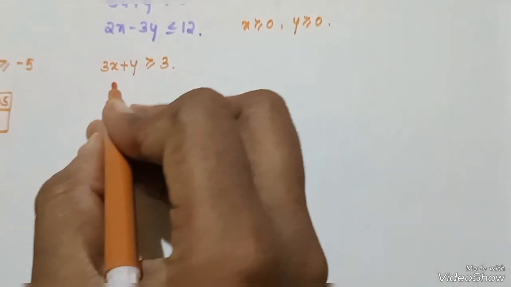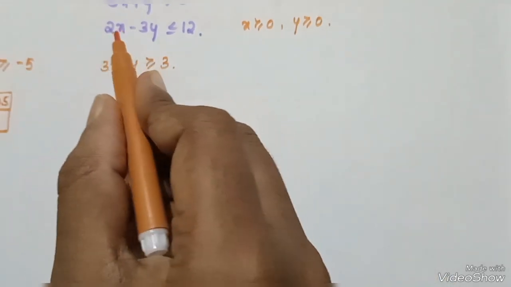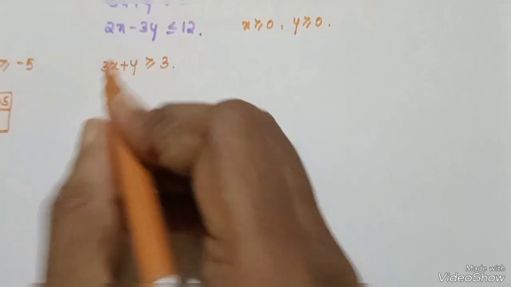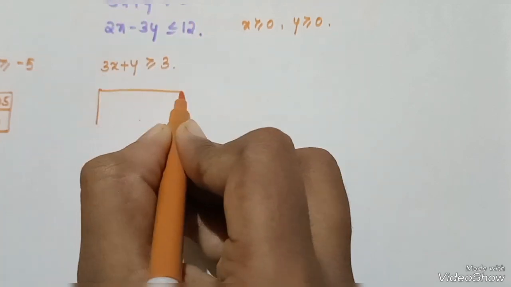Then here 3x plus y is greater than or equal to 3. So we have to check the values of x and y.